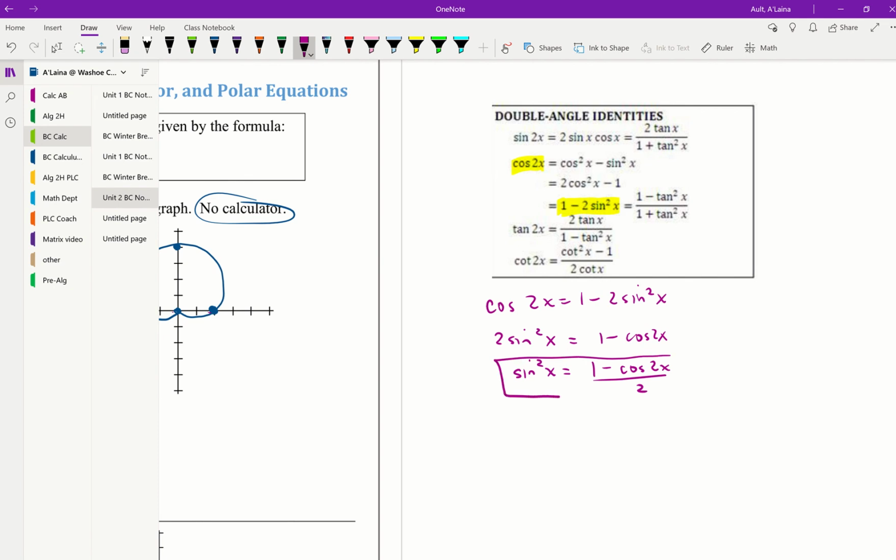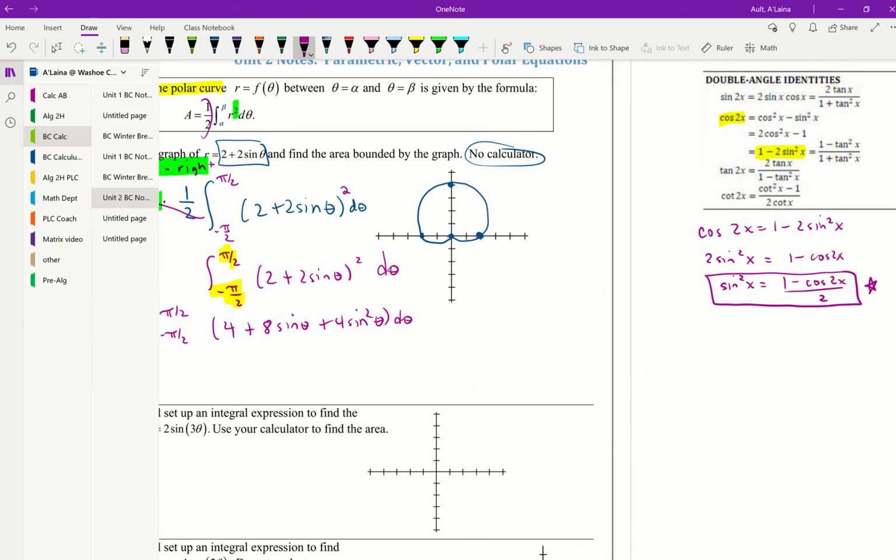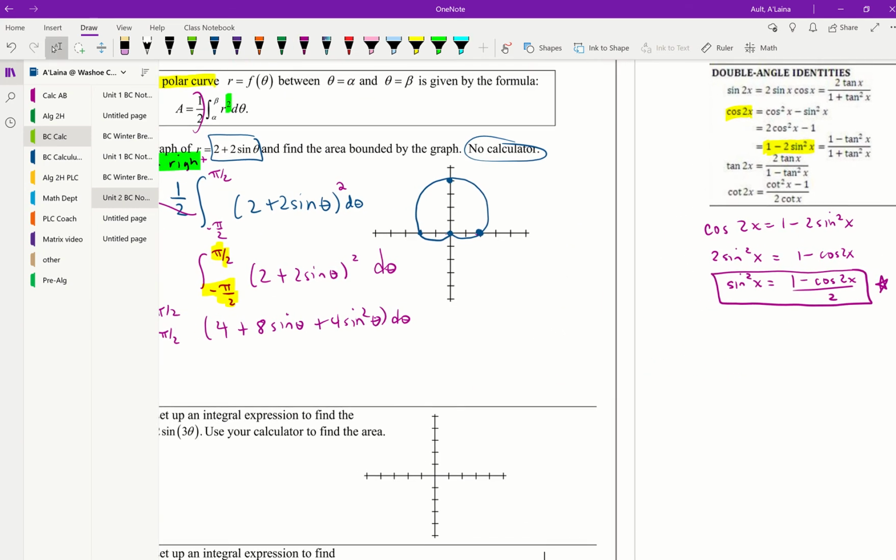There are very few trig identities that you have to know in calculus. You need to know your Pythagorean ones, and you need to know this one. This one's super helpful, and it will show up in this type of problem a lot. We'll get this quite often with cardioids. We'll get this type of answer.